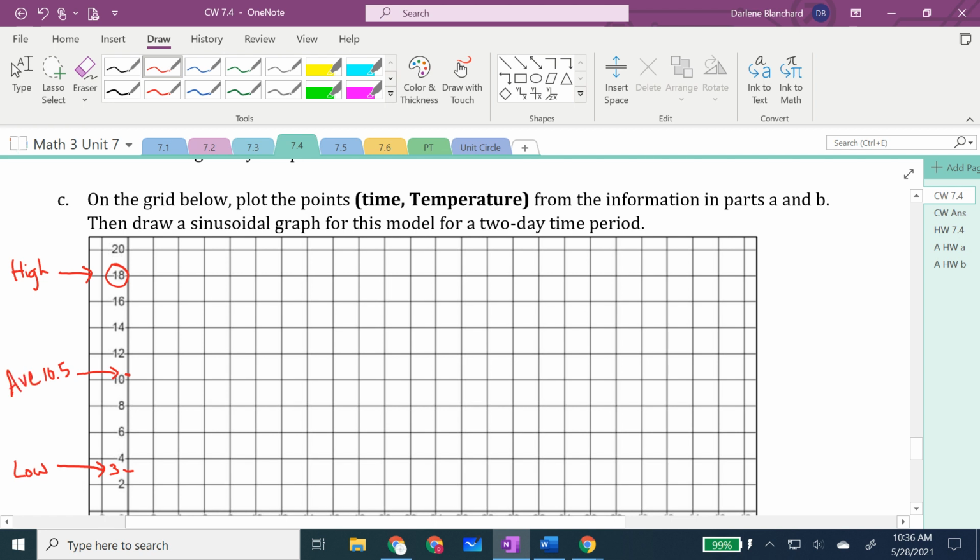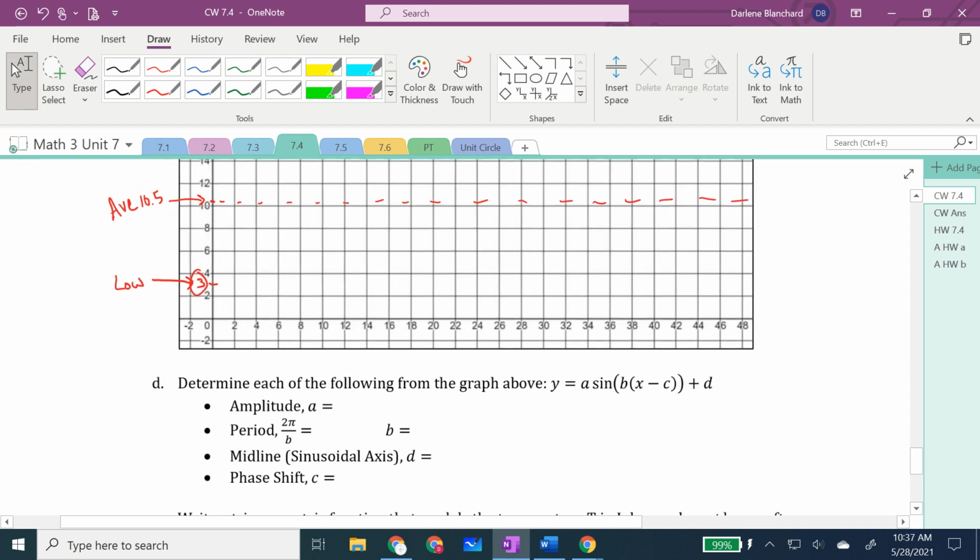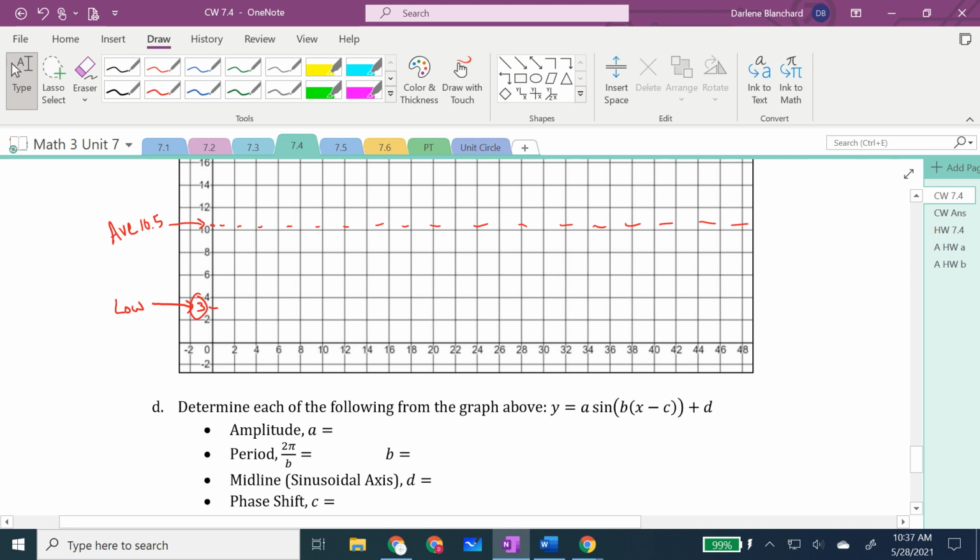And hopefully what you see is what that's creating is we've got a midline. And I'm trying to make horizontal dashes. And we also know where our high point occurs and where our low point occurs. This is a lot of information. In fact, with this information alone, you can determine the amplitude and the midline.